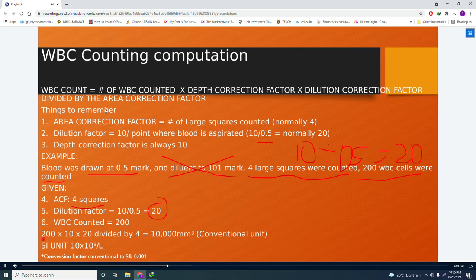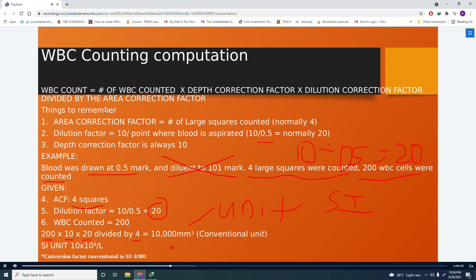So your computation is 200 WBC counted times your depth, which is always 10, times your dilution factor, which is 20, divided by ACF, which is 4. You get 10,000. Sir, ano yung cubic mm na yan? Class, this is your unit. This is under the conventional unit, class. We have two types of unit, your SI and your conventional. So your conventional unit is cubic mm.